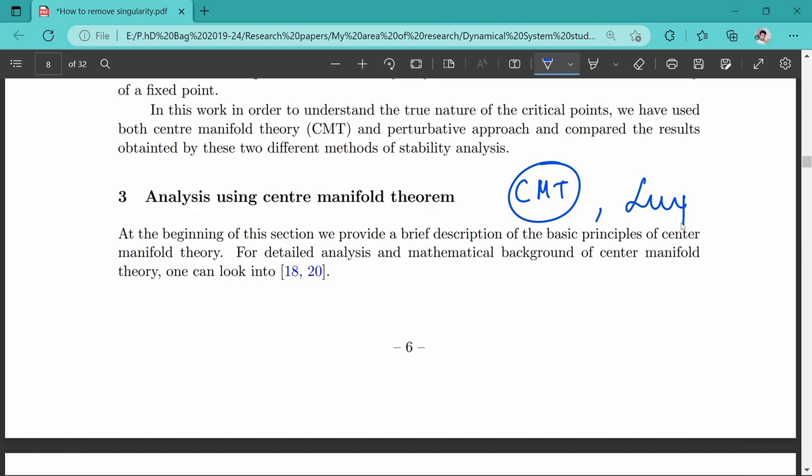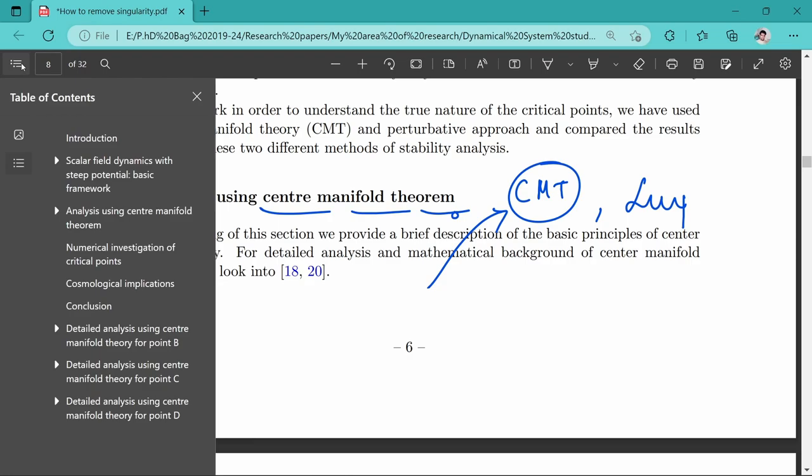I'm not going into greater detail about the center manifold theorem, because it will take another video to describe it. But I can give you a glimpse of how you can actually do the center manifold theorem analysis.